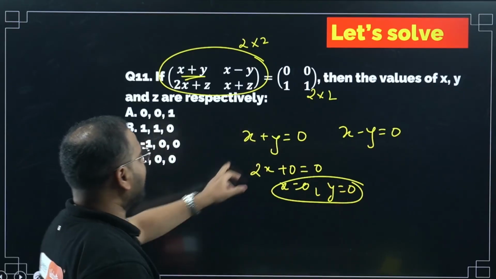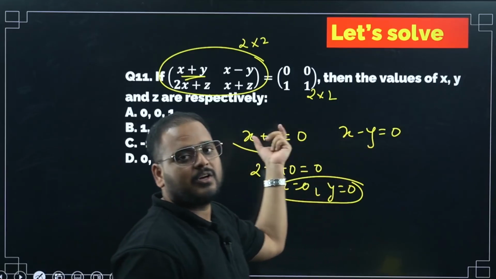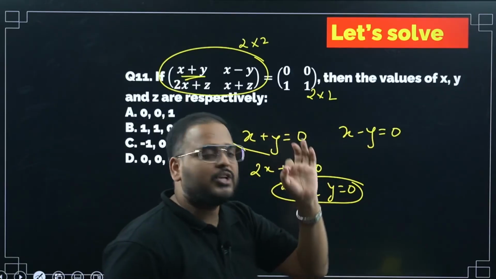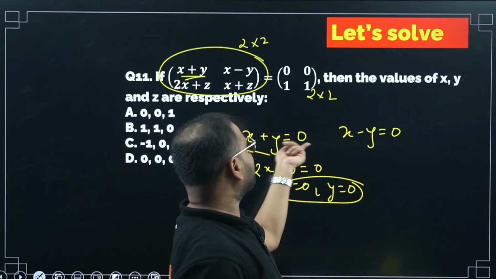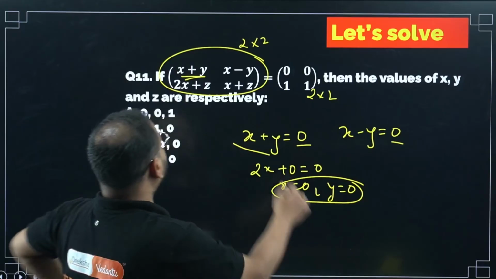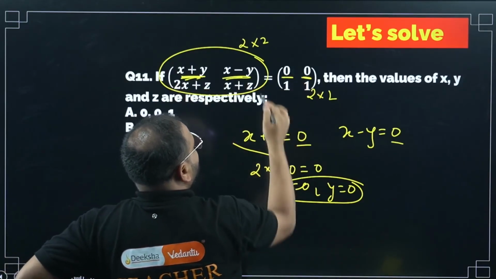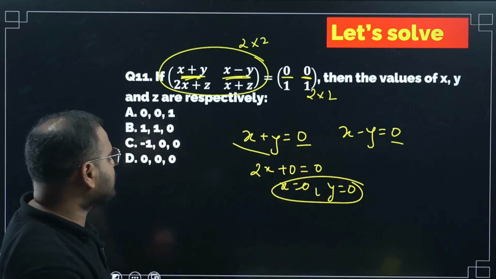Correct, right? If I add these two equations, x plus y and x minus y, x becomes 2x and plus y minus y becomes 0. So 2x plus 0 equals 0 because the RHS is 0 on both sides. I have compared x plus y with this and x minus y with 0, so I get the equations. I solved x equal to 0, y equal to 0.